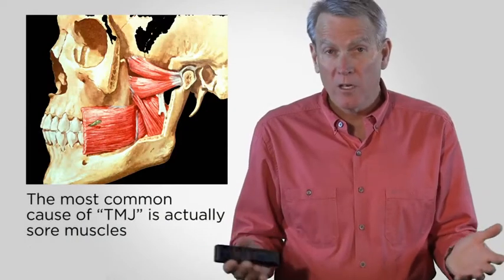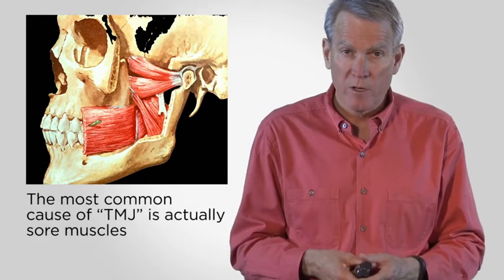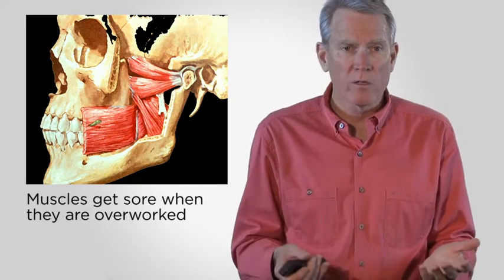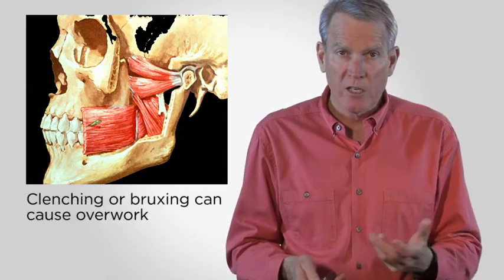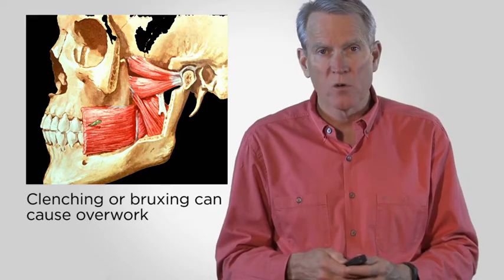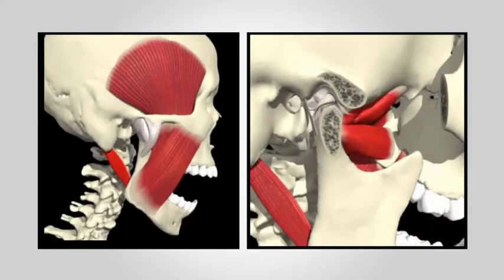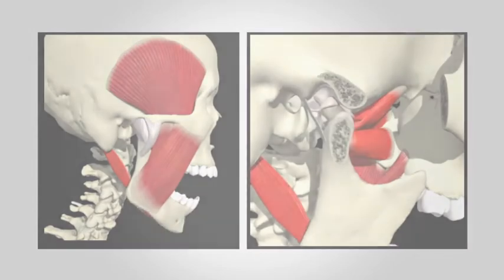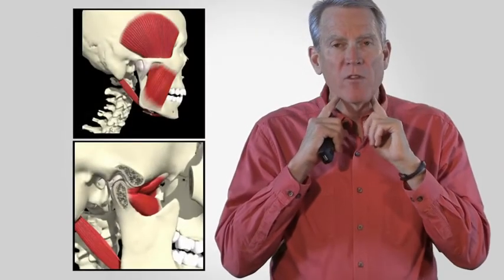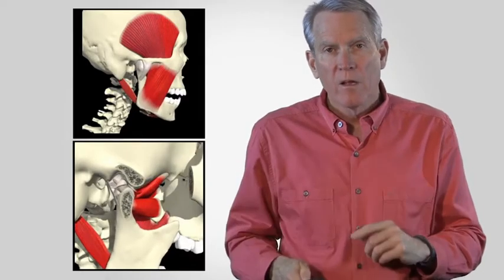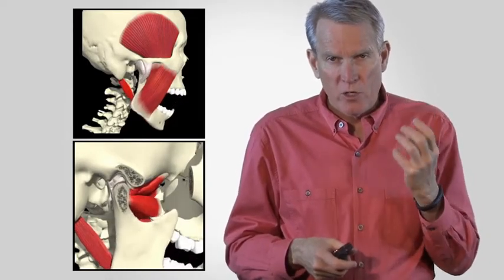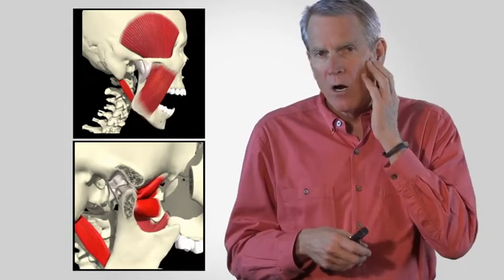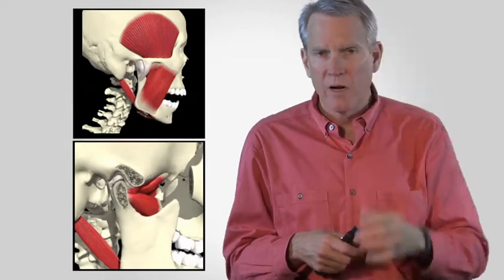Really, the most common cause of TMJ that patients come in with are really sore muscles. Muscles get sore when they're overworked, and clenching or bruxing can cause that overwork and can cause the soreness. The most common muscles to get sore are the muscles of positioning or opening, which are the lateral pterygoid muscles, and some of the muscles underneath the jaw. The big muscles, the elevators, which close the jaw and to a certain degree help it move from side to side, are the big masseter muscle and the big temporalis muscle.